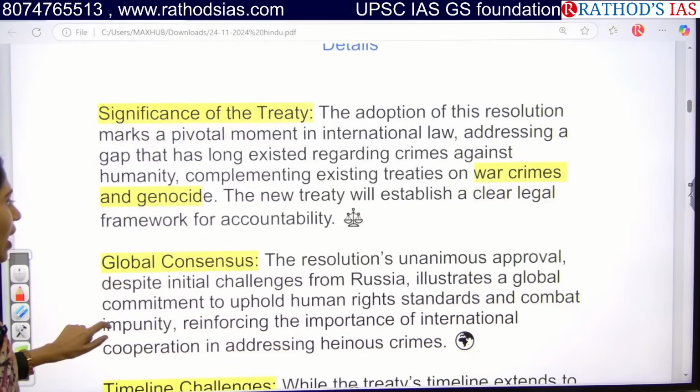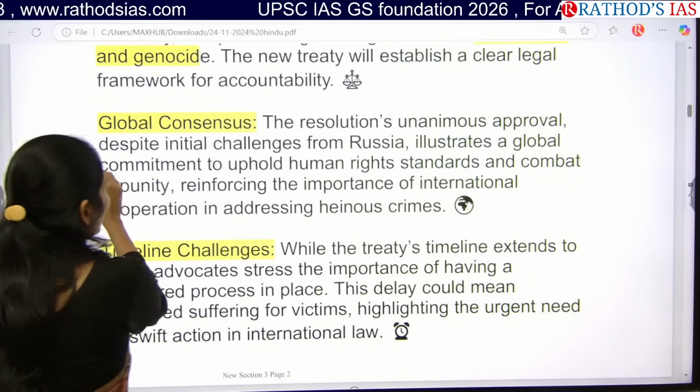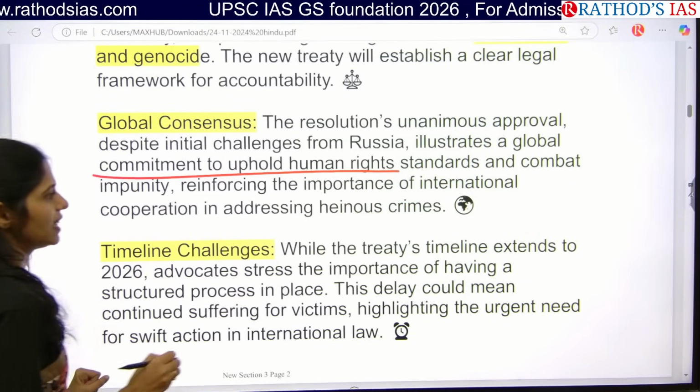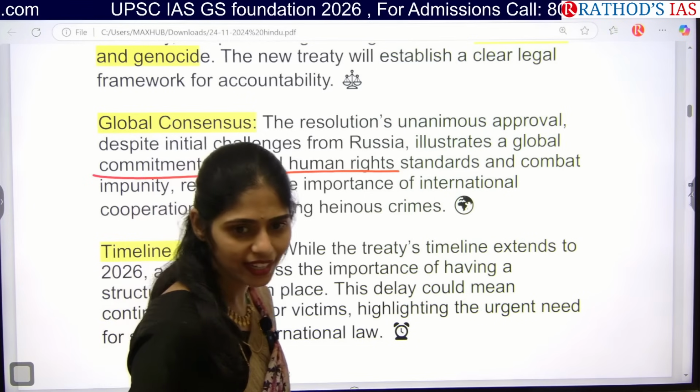Yes, whenever we come up with this kind of resolution, it will be helpful for commitment to uphold human rights standards. So at the international level, we have the United Nations Human Rights Commission.